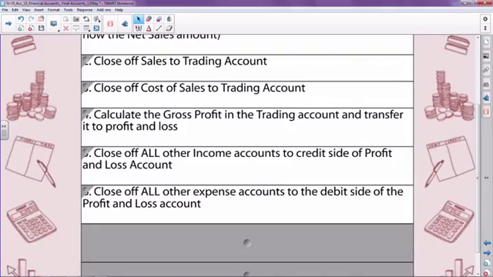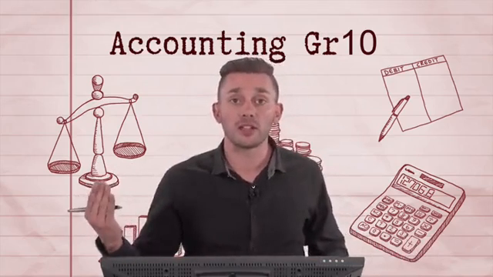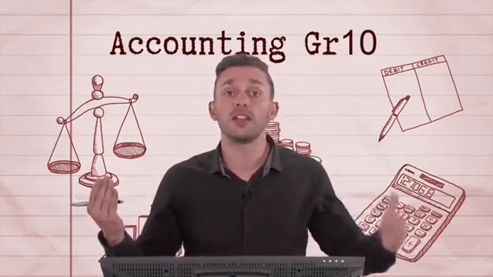It depends on the company or the business. Then the next step, number 6, close off all your expenses. So remember, expenses on the debit side, transfer to the credit side, take it to profit and loss on the debit side. So again, in your profit and loss, all your income will be reflected on the credit side. All your expenses will be reflected on the debit side.